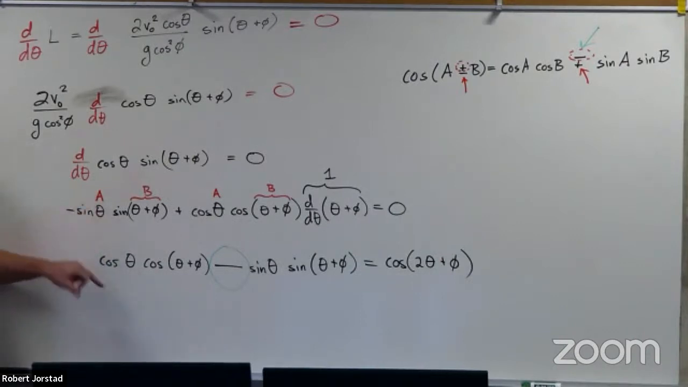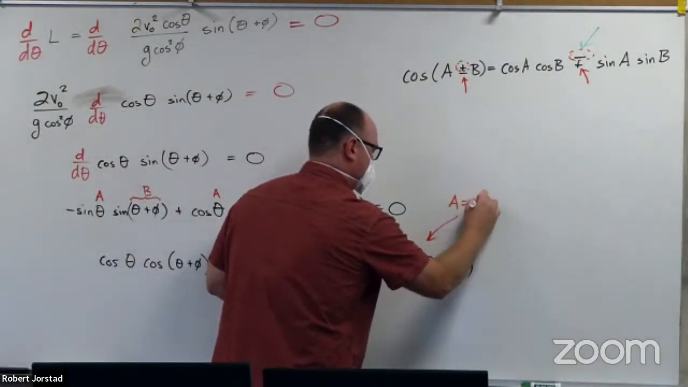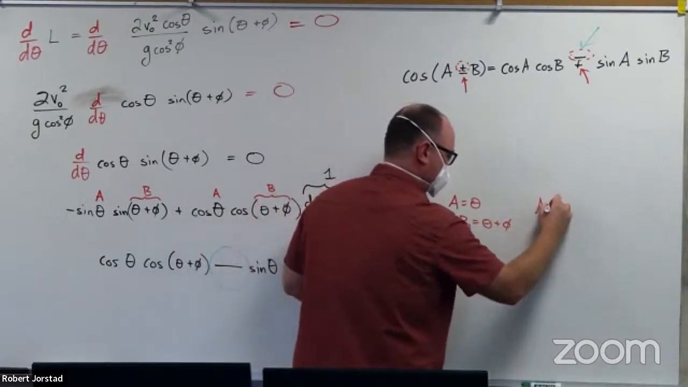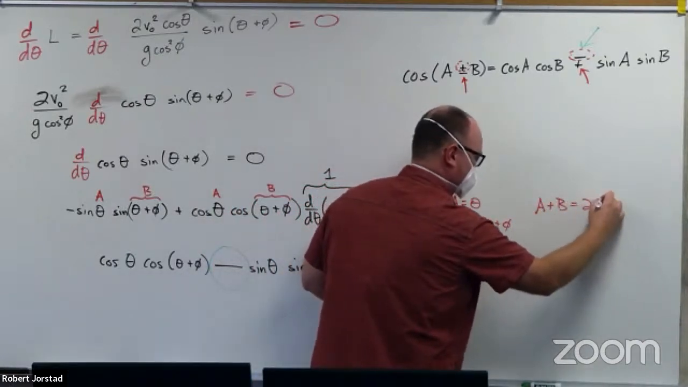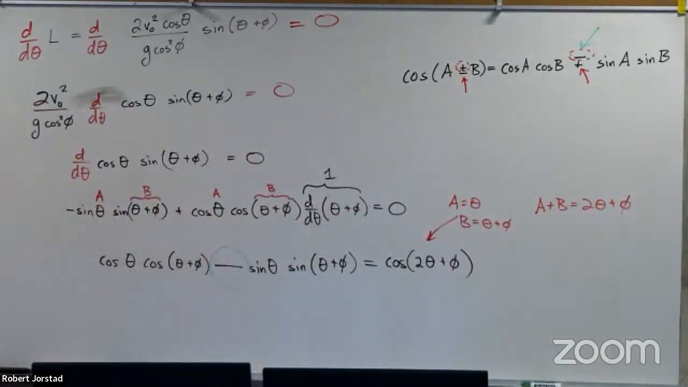Theta is like A, right? B is theta plus phi. So when I add them together, I get 2 thetas, right? A equals theta. B equals theta plus phi. A plus B equals 2 theta plus phi. Right? Am I losing you, or is this okay?